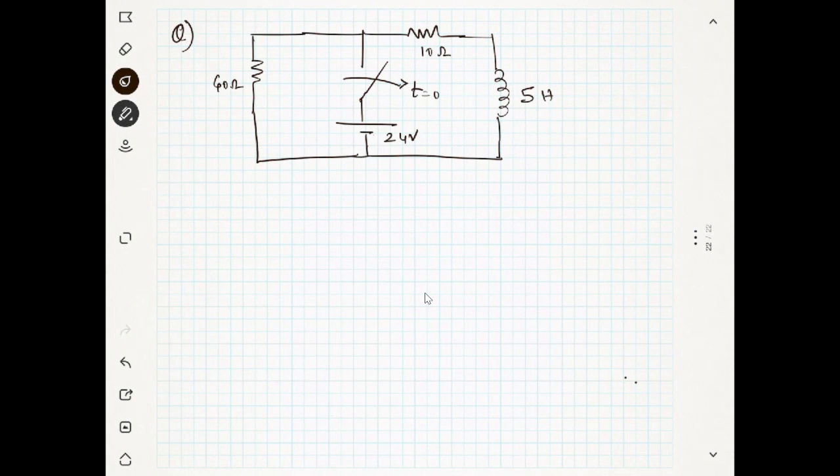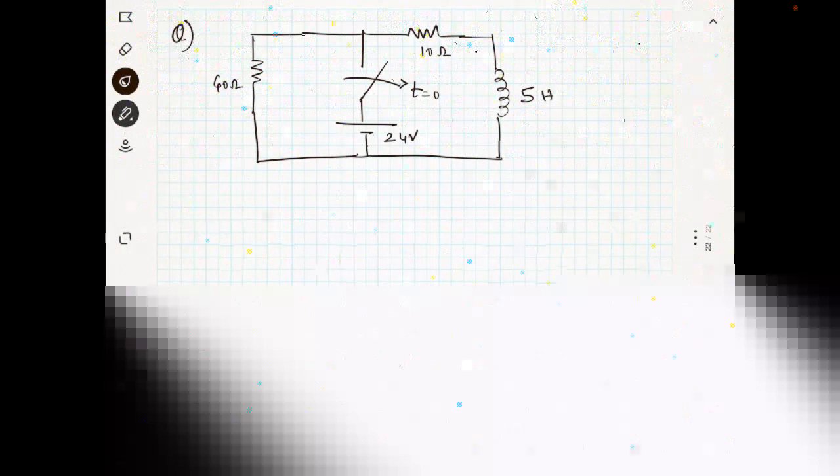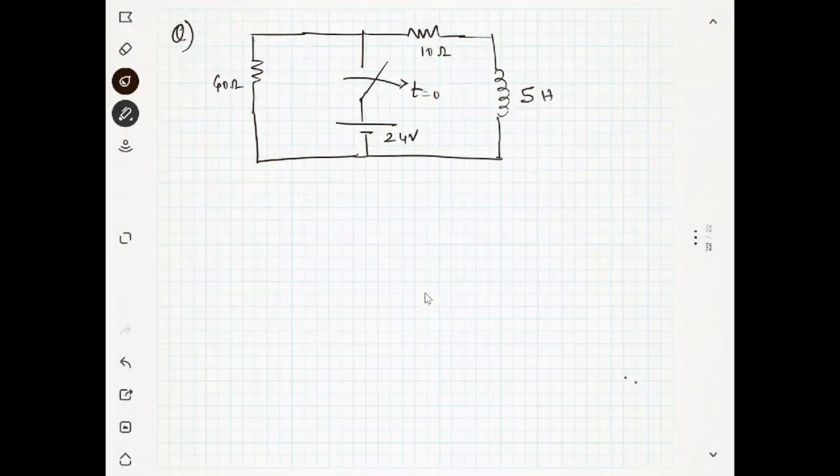After steady state, you are removing the switch at time t equal to 0. The moment you are removing the switch, from that point onwards, you will start counting. That's why you are assuming it as t equal to 0. Otherwise, you can assume any number. The moment you are opening the switch, you will turn on your clock or timer. That's the meaning of time t equal to 0. There is no other meaning for that.